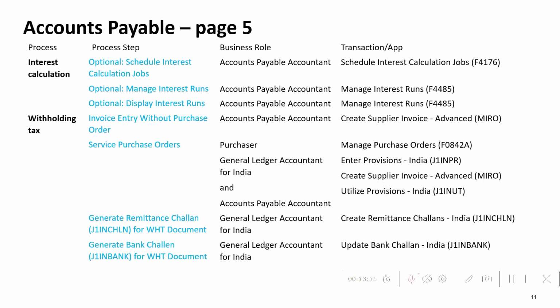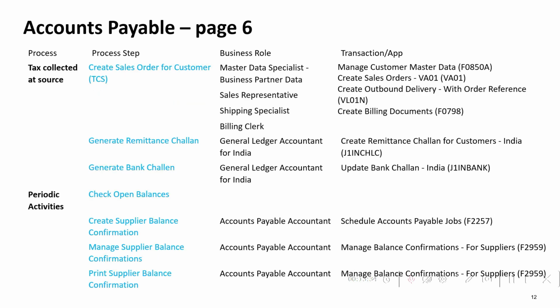Withholding tax: invoice entry without purchase order, how to post withholding tax, service purchase orders, generate remittance challan for withholding tax document, generate bank challan for withholding tax document. Then tax collected at source, this is one more point. Create sales order for customer, TCS, generate remittance challan, generate bank challan. So this is all very important information.